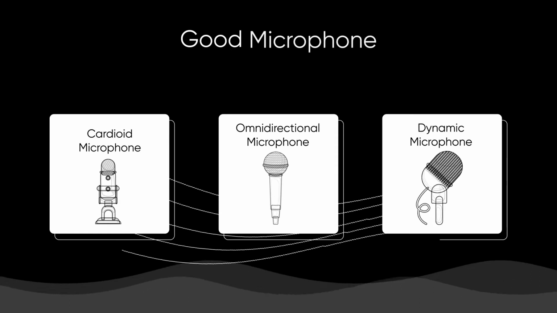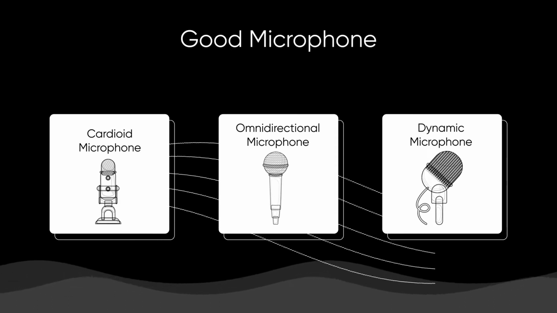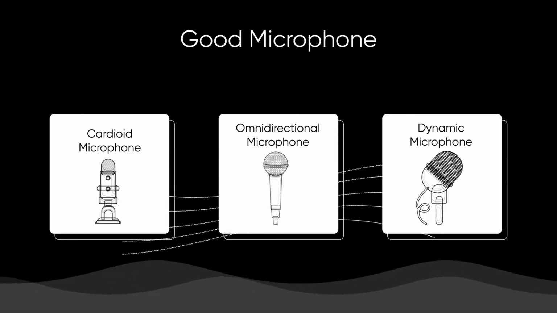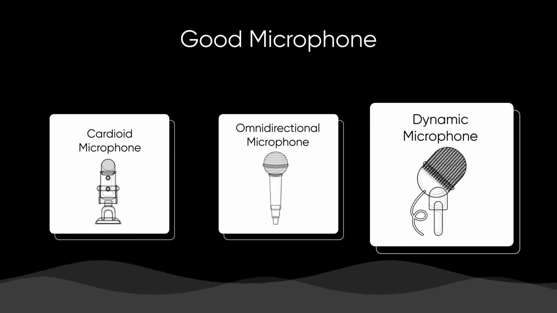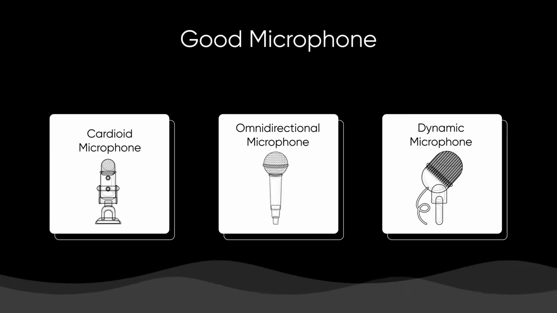Step number one, a good microphone. Microphones are of different types, but the three most important microphones you should keep in mind are cardioid microphone, omnidirectional microphone, and dynamic microphones. These are the three most important kinds used in day-to-day video production. Now the question arises, which one should you choose? Because that is the most important. You cannot buy all three and keep them at your place.